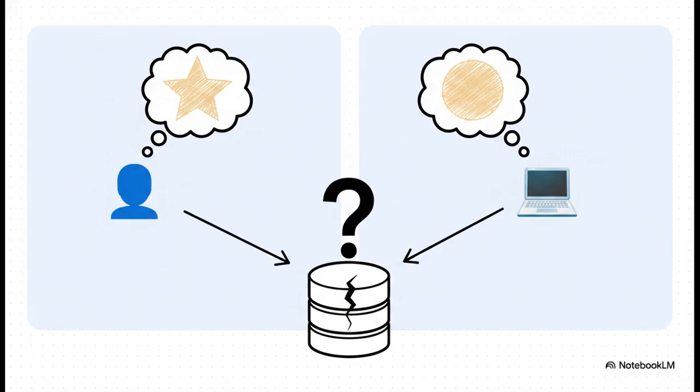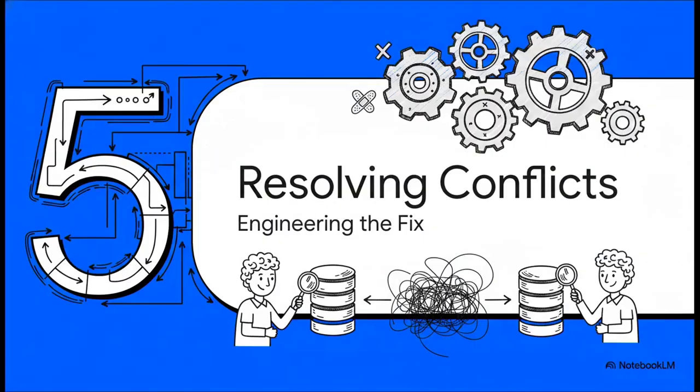In a multi-leader system, neither order is intrinsically more correct than the other. If our system doesn't handle this properly, the first leader might end up with title C, the second might end up with title B, and boom, our database is permanently inconsistent. So how do we fix it?